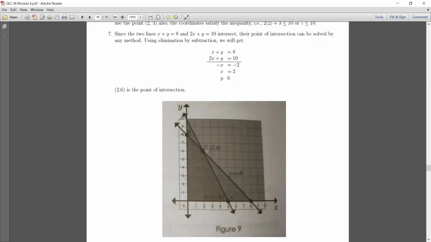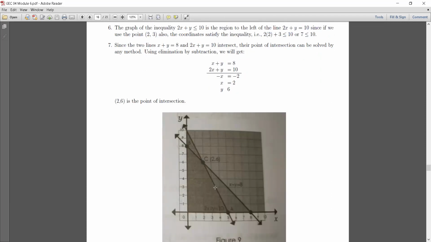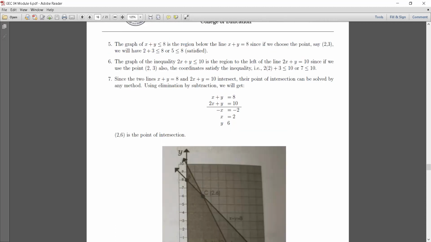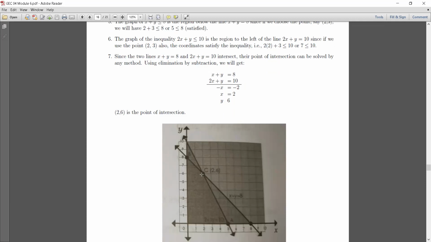Since x plus y equals 8 and 2x plus y equals 10 intersect, we can find their point of intersection. So, we have a system of linear equations in two variables. We can use either elimination or substitution. We will solve for x and y where they intersect. Okay?